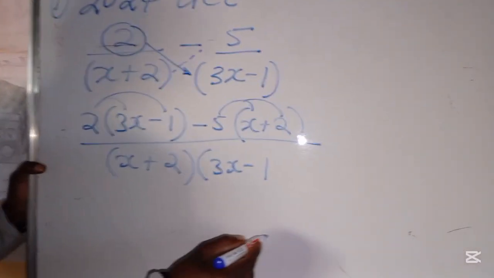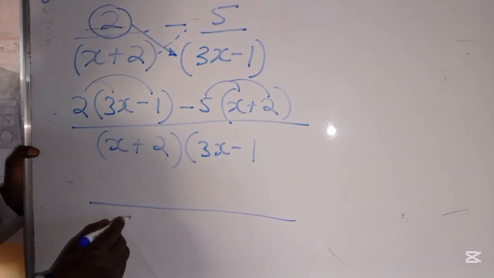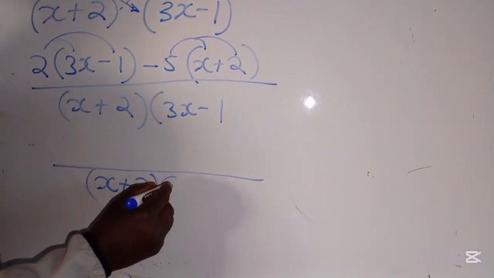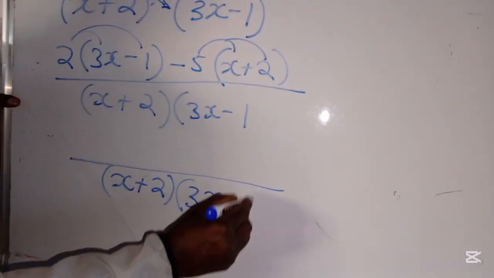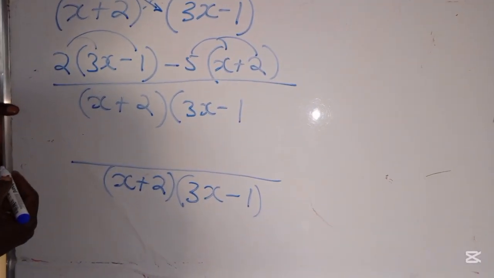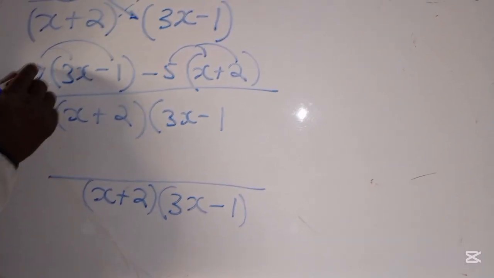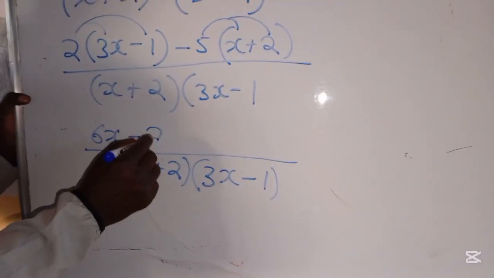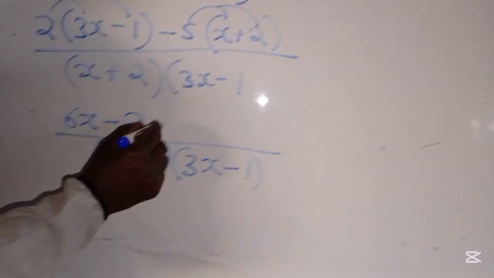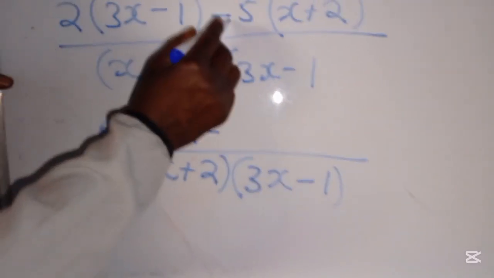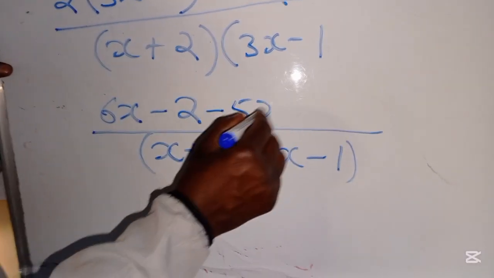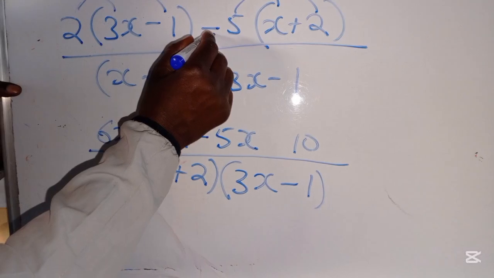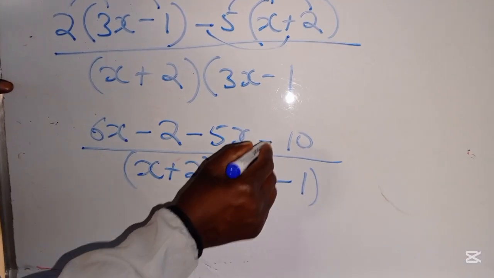So if you see, you maintain the denominator. The denominator is this one. You maintain it. You say, okay, 3 minus that, you are maintaining. Don't expand. Leave it the way it is. Then this and that, I'm going to have 6x. This and that, I have negative 2. This and that, I have negative 5x. 5 times 2, it will be a 10. Negative times positive, it will be a negative.